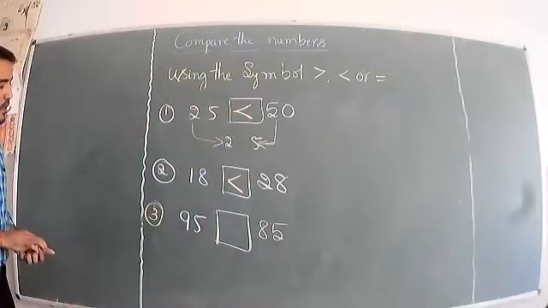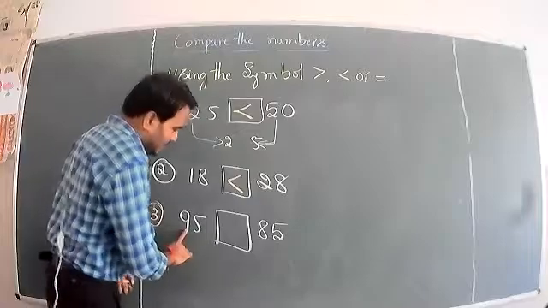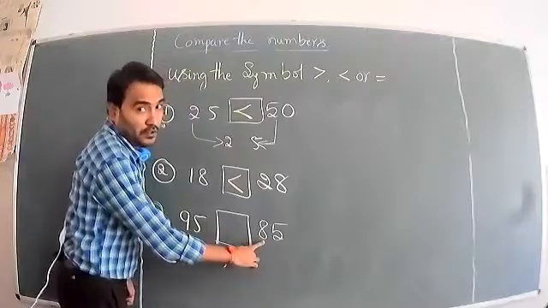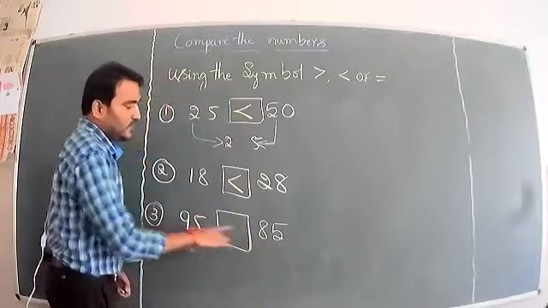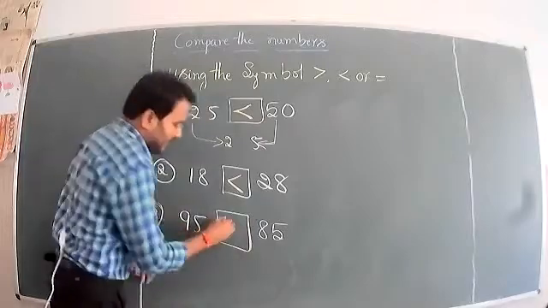Now compare the tens places first. Comparing the tens place, here it is 9, here it is 8. Which is greater? 9 is greater and 8 is smaller. So we show the arrow mark toward 85.